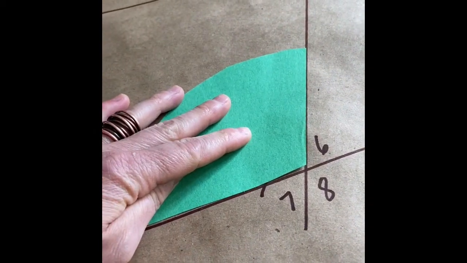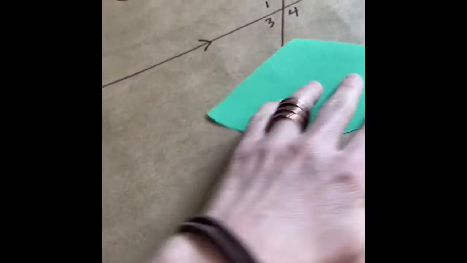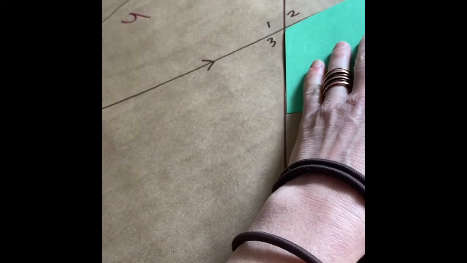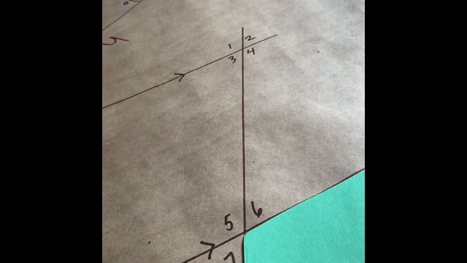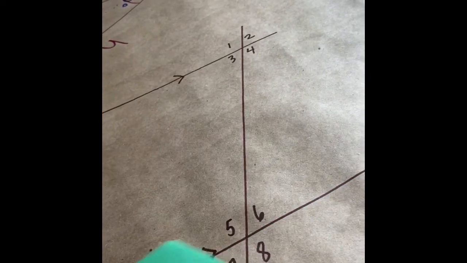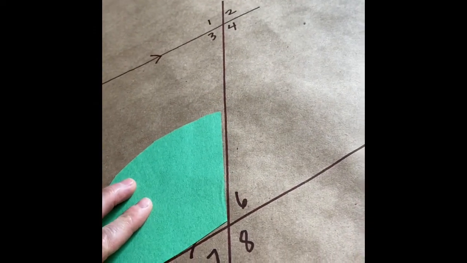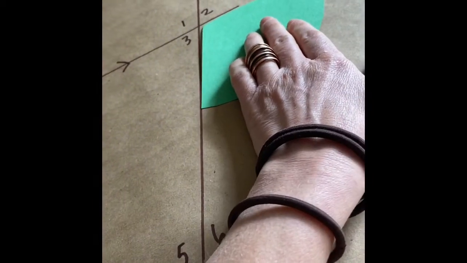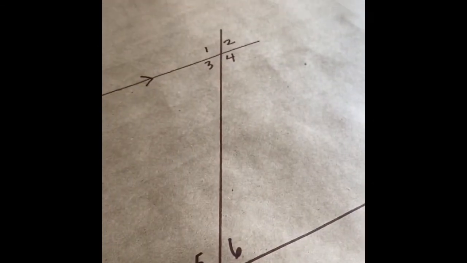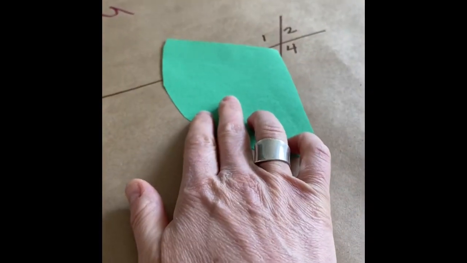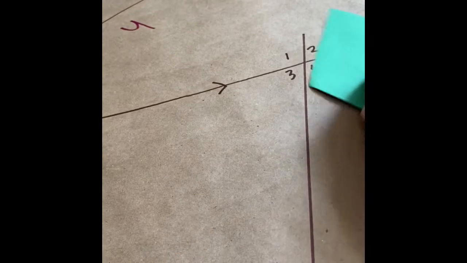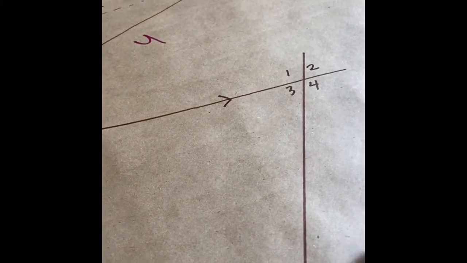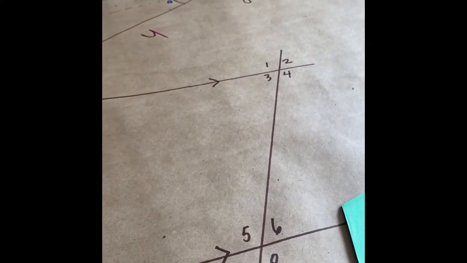Also, let's go down here. Angle 5 is the same as angle number 1 and angle number 4. And angle 8 is the same as angle 5, angle 1 and angle 4. So 4 of those angles are the same: 1, 4, 5, and 8. Now notice that angle 3 is not the same, and neither is angle 2. Those angles are different from 1, 4, 5, and 8.